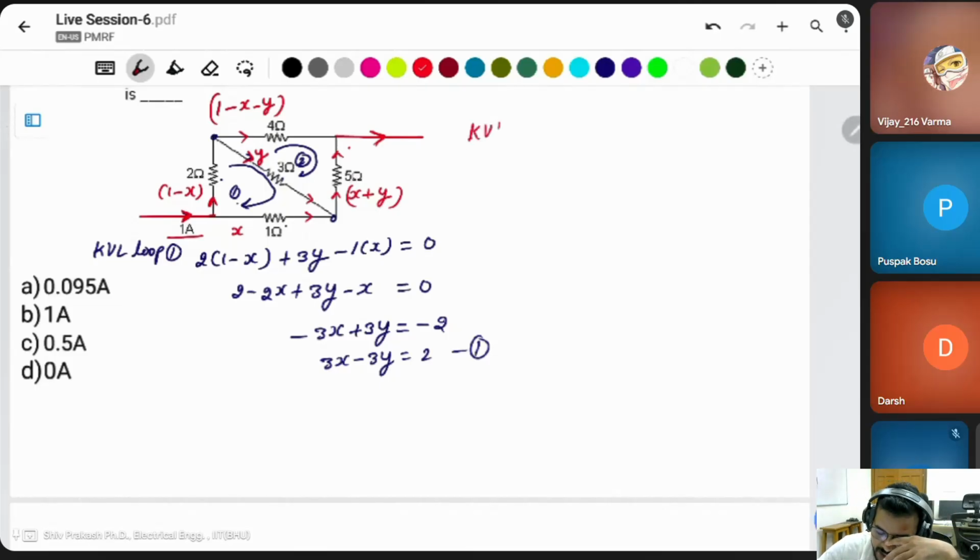Okay, if KCL is satisfied, then we can try to solve this question. If your assumption does not satisfy KCL, then you have to check that at every point it should be satisfied.